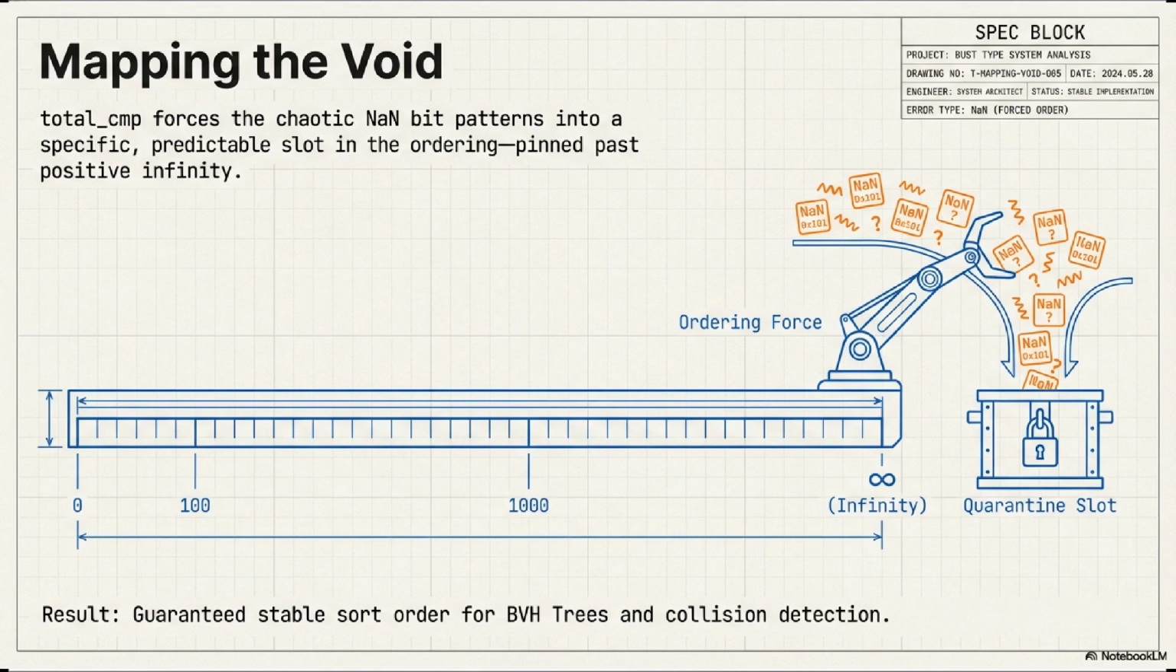Instead of trying to compare the value of NaN, the system looks at its raw data, its bit pattern. It then forces all those chaotic NaN patterns into a predictable quarantine slot whenever you sort the numbers. This guarantees the list is stable and orderly every single time. It literally takes chaos and maps it into order.